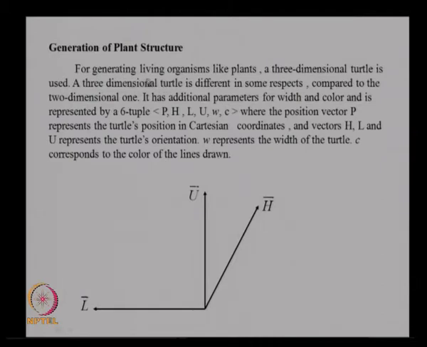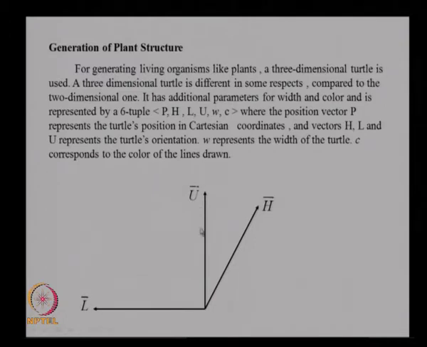For generating living organisms like plants, the 3-dimensional turtle is used. A 3-dimensional turtle is different in some aspects compared to the 2-dimensional one. In the 2-dimensional one you have the x coordinate, y coordinate and the angle orientation. Here you have the x, y, z coordinates denoted by p, that is a position vector, which gives you the x, y, z coordinates.